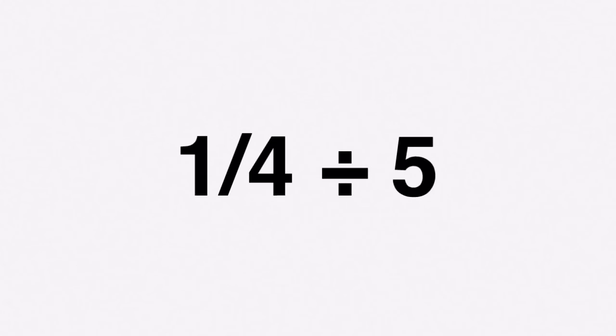Let's try another. What is 1/4 divided by 5? No matter what strategy you used, you should have come up with 1/20. Whether you took that 5 and recognized that 1/4 cut into 5 pieces is going to give us 1/5 of that 1/4, thus 1/5 times 1/4, or whether you drew a tape diagram, you will see that it's equal to 1/20th.